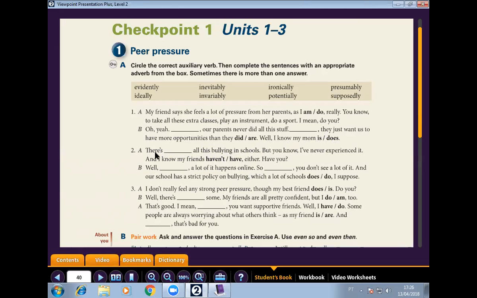Continuing here, there is all this bullying in schools, but I have never experienced it, and I know my friends, and then we have haven't, have, either or either. Have you? You can see that in the first sentence we have I've never experienced it. And right here we have either. So remember that we use either for negative sentences. So the correct is haven't. Very good. Continuing.